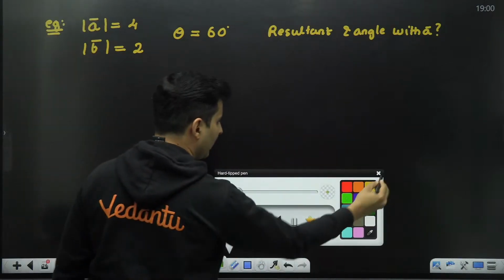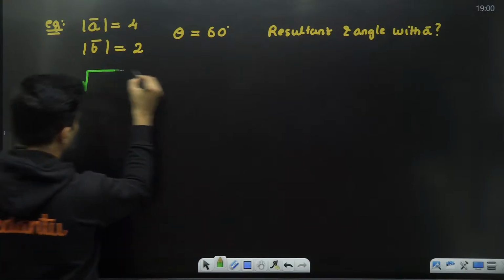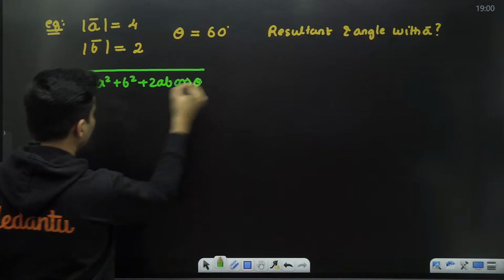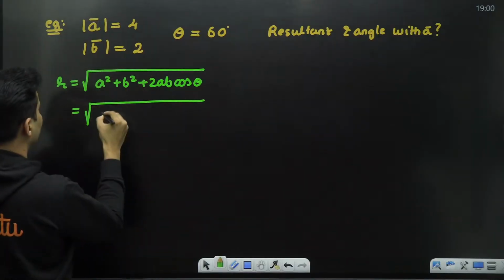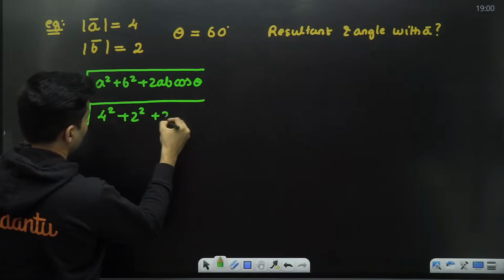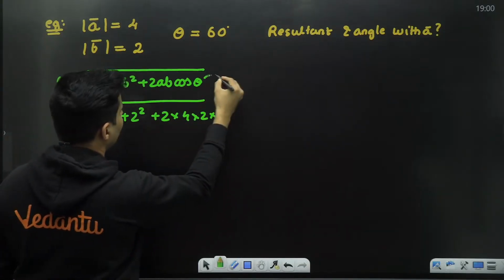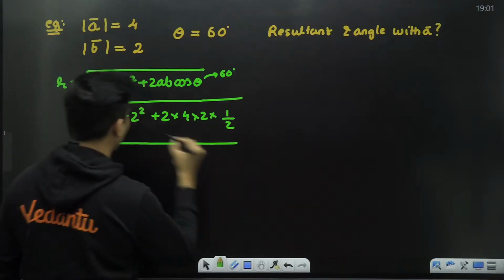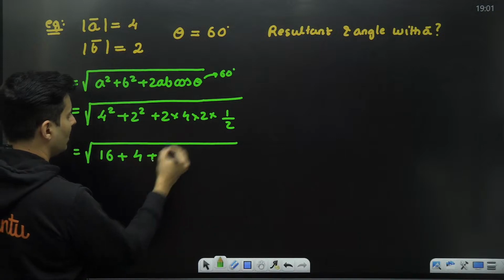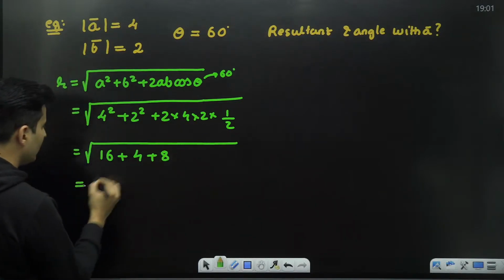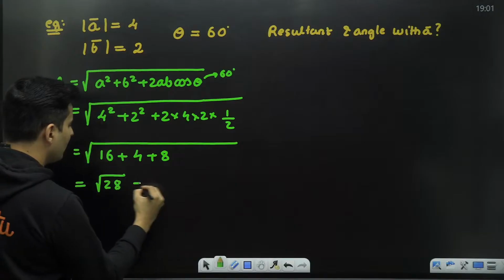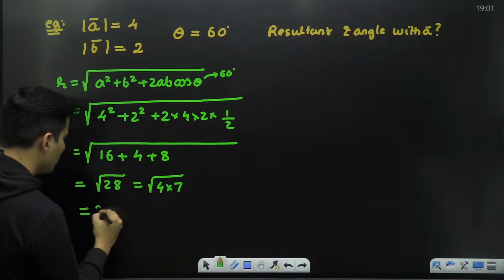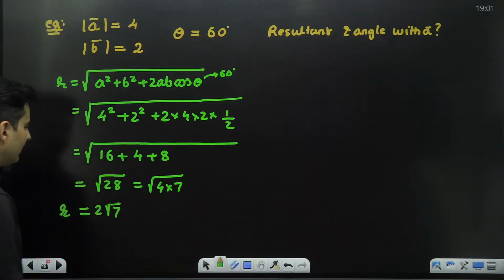Okay, so how do we solve this? Just use the formula, nothing else. So resultant is root of a square plus b square plus 2ab cos theta. So a is 4, b is 2, theta being 60 degrees. Cos 60 is nothing but half. 4 square is 16. 2 square is 4. 2 and 2 cancel. 2 4s are 8. 16 plus 4, 20, plus 8, so it will be root of 28, which is nothing but 4 multiplied by 7. Root 4 is 2. So I will get 2 root 7 units. That is the resultant's magnitude.